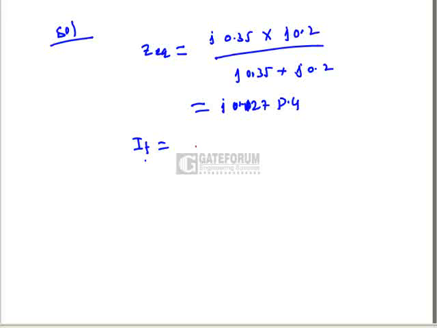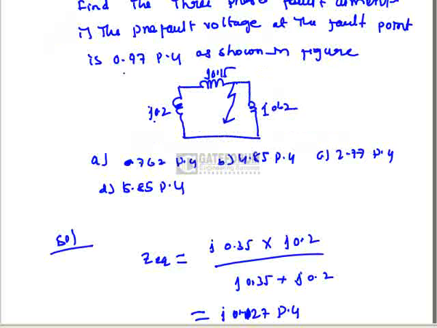For a three-phase fault, the fault current equation is the pre-fault voltage divided by the total reactance seen from the fault terminals, right? So here the calculation will be 0.97 by 0.127. If we solve this, we will get 7.62 per unit. So the option will be A. Sorry, I had written it wrong. 7.62, this is option A, 7.62 per unit. So we have to go for option A.